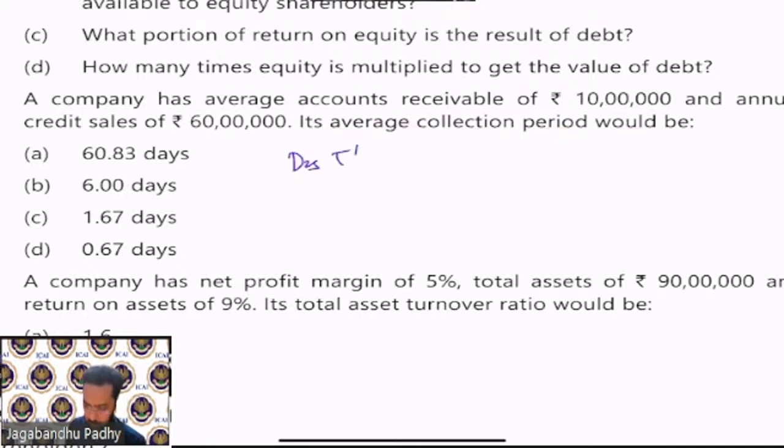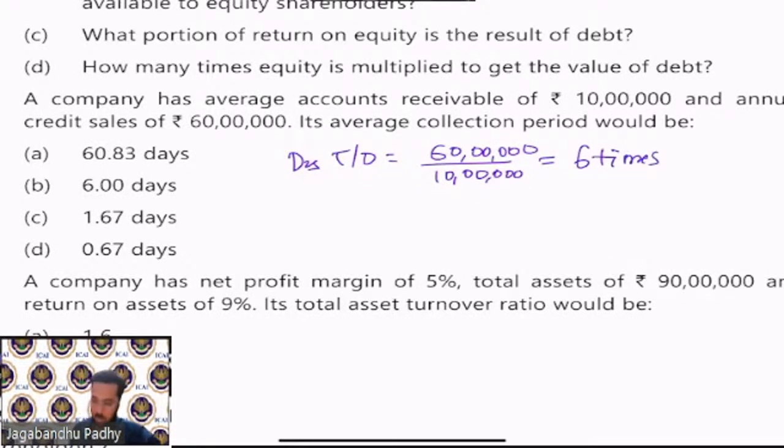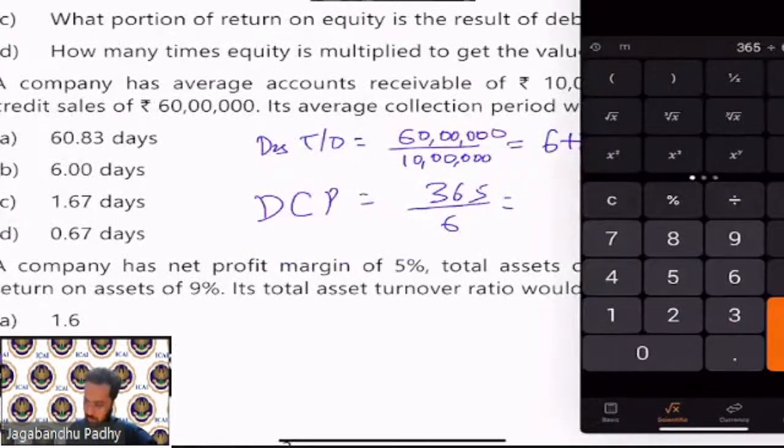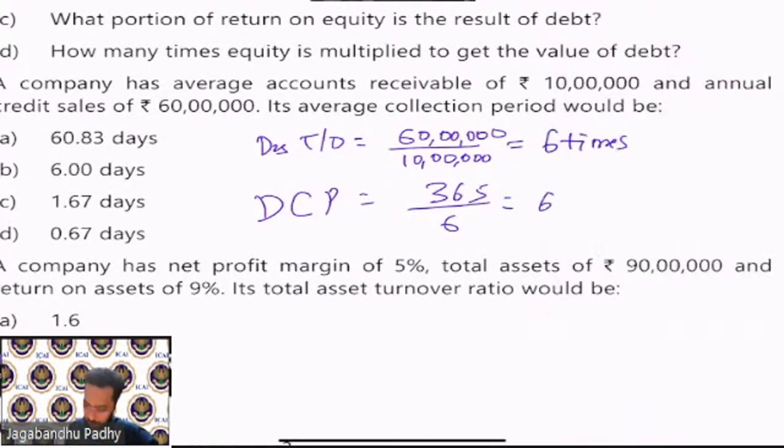First, you will compute the debtors turnover. Debtors turnover is 60 lakh divided by 10 lakh, which is 6 times. Now, debtors collection period will be 365 divided by 6. Simple. 365 divided by 6, 60.83 days. Pretty easy.